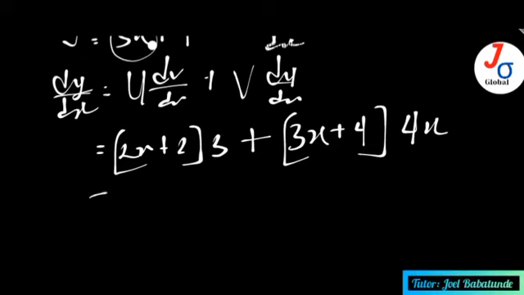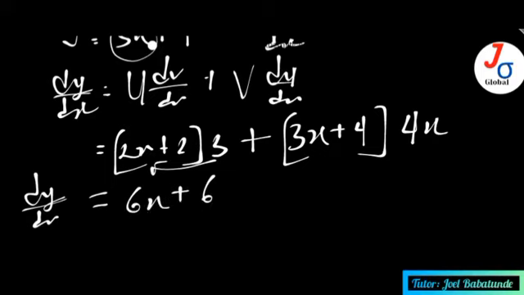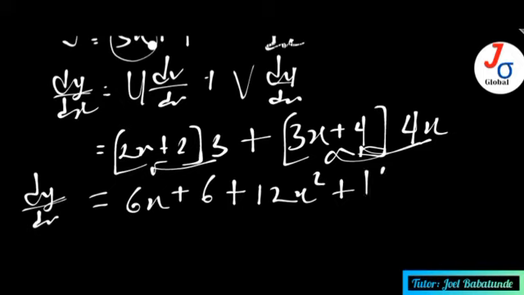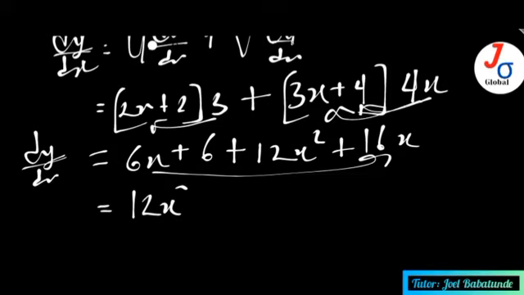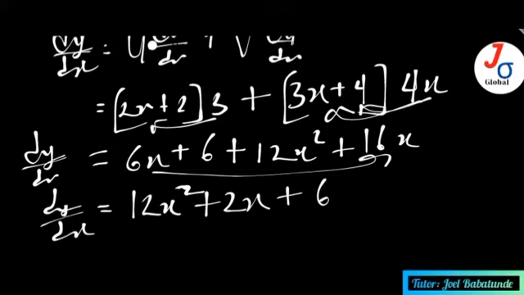Okay, so I can open up this bracket by saying dy/dx now becomes 3 times 2x squared, you have 6x squared plus 6, plus 12x squared. Then plus 4 times 4x is 16x. So I can collect like terms: 12x squared, and then I have 6x plus 16x, that's 22x, plus 6. Okay, so that's the derivative of that. That's how to differentiate using the product rule.